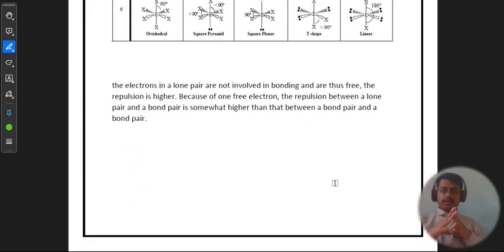So if you look at the slide that I have mentioned, the electrons in lone pairs that are not involved in bonding are free, so the repulsion is higher. Because of one free electron, the repulsion between a lone pair and bond pair is somewhat higher than that of a bond pair and a bond pair. So we can see very easily that the lone pair-lone pair repulsion is greater than the lone pair-bond pair repulsion, which is greater than bond pair-bond pair repulsion.